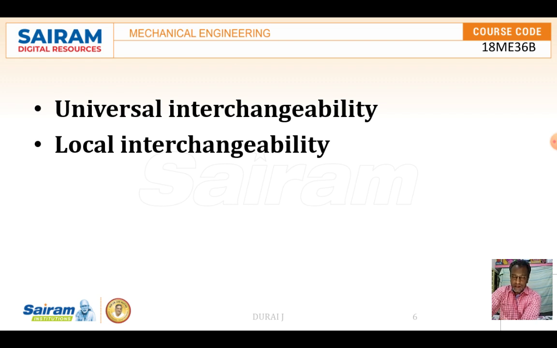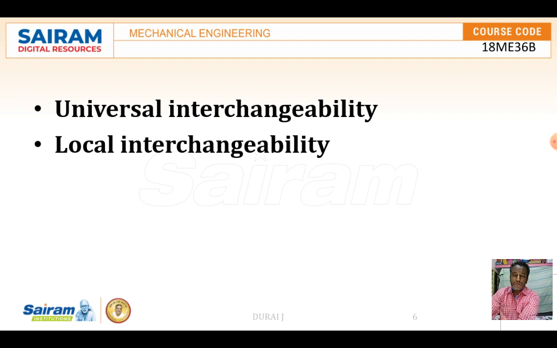Okay, and local interchangeability means both the shaft and hole system are going to be manufactured in the same place. That is called local interchangeability. For example, whatever things they manufacture in a particular company, that will be local interchangeability. Suppose they ask for some components from suppliers.